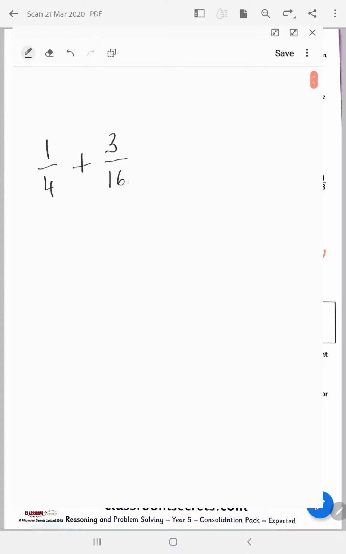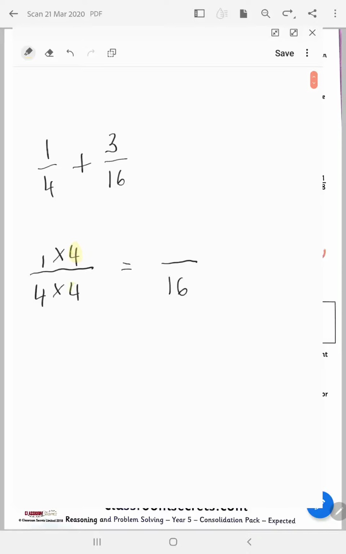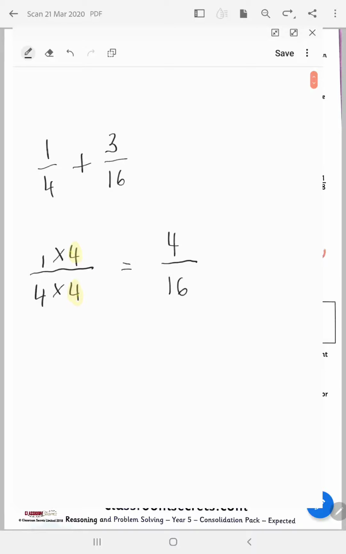However, we can see that the denominators are both different, and we cannot add fractions without having a common denominator, so the denominator that has the same number. We can look at how we got our 1/4 to equal 16ths, and that was that we knew 4 times 4 was 16. So what we do to the bottom, we also always do to the top, and that gives us 4/16.